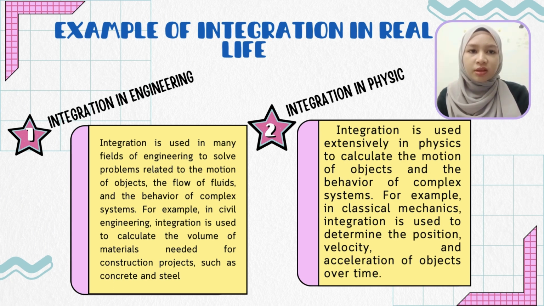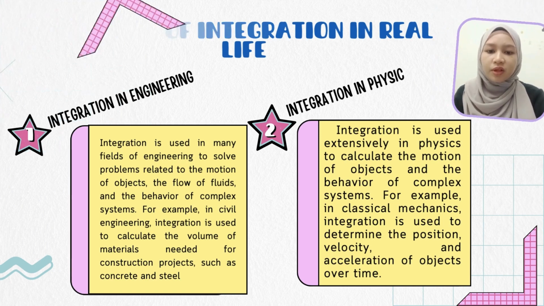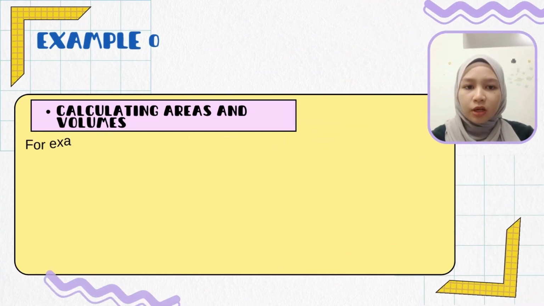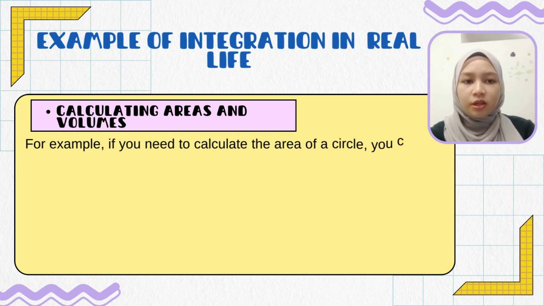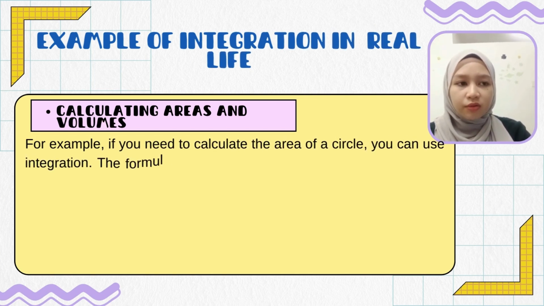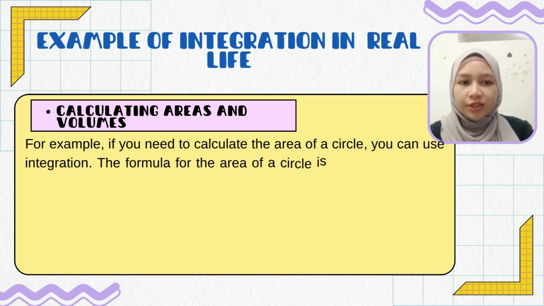Integration is used intensively in physics to calculate the motion of objects and the behavior of complex systems. For example, in classical mechanics, integration is used to determine the position, velocity, and acceleration of objects over time. I will explain about calculation of areas and volume. For example, if you need to calculate the area of a circle, you can use integration.